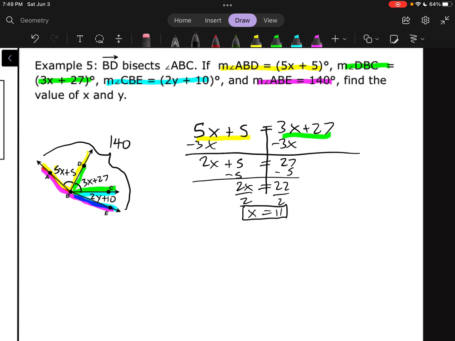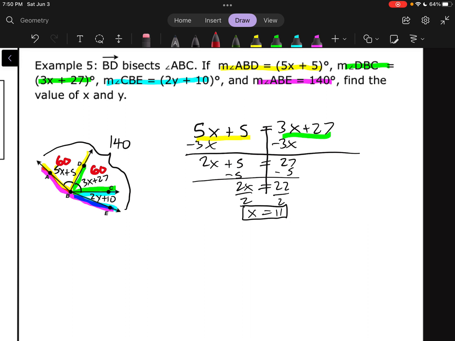But if I plug x back in, let's plug it back into ABD. ABD was 5x plus 5. That's the yellow angle. 5 times 11 is 55. Plus 5 is 60. So this angle is 60. And then for DBC, the green angle, 3 times 11 is 33, plus 27 is also 60.